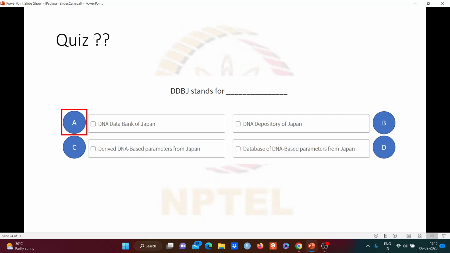DDBJ accepts annotated nucleotide sequences and issues accession numbers, just like recognition numbers, and distributes them in collaboration with GenBank at NCBI and ENA at EBI, the European Bioinformatics Institute. This is a collaborative framework where they share information among themselves. This collaborative framework is known as the International Nucleotide Sequence Database.